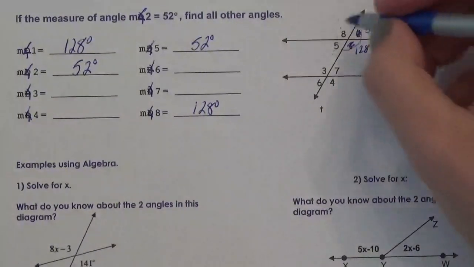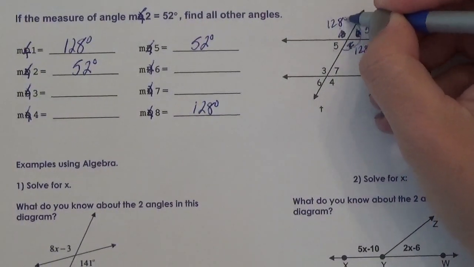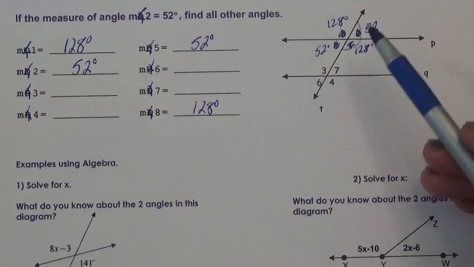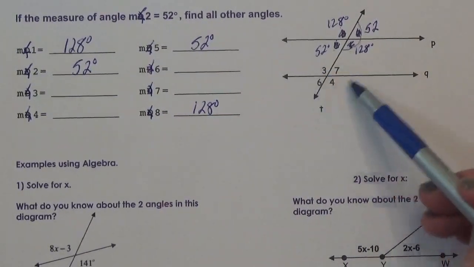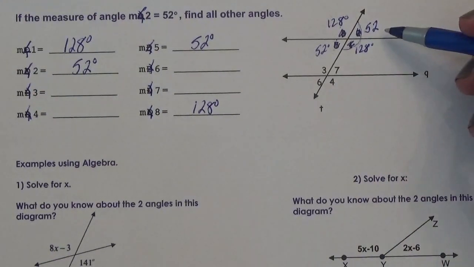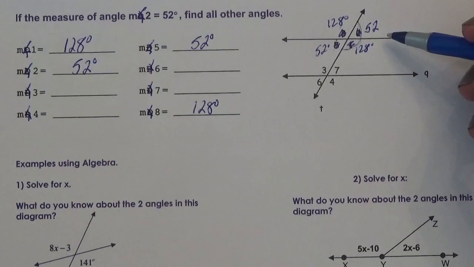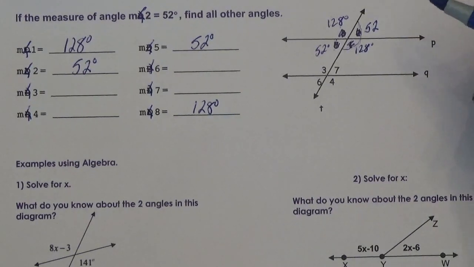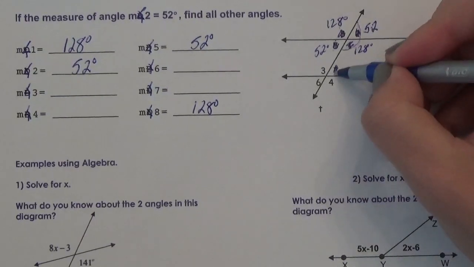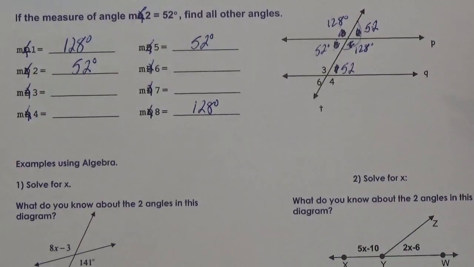So we got that section done. Actually, let me fill them in. 128, 52. Okay. Now we're going to jump down to this next group of 4. We're going to have to use what we learned today. You can pick which one you want to use. I'm a fan of corresponding. So I see the 52 is in the top right. I know this also has to be 52.